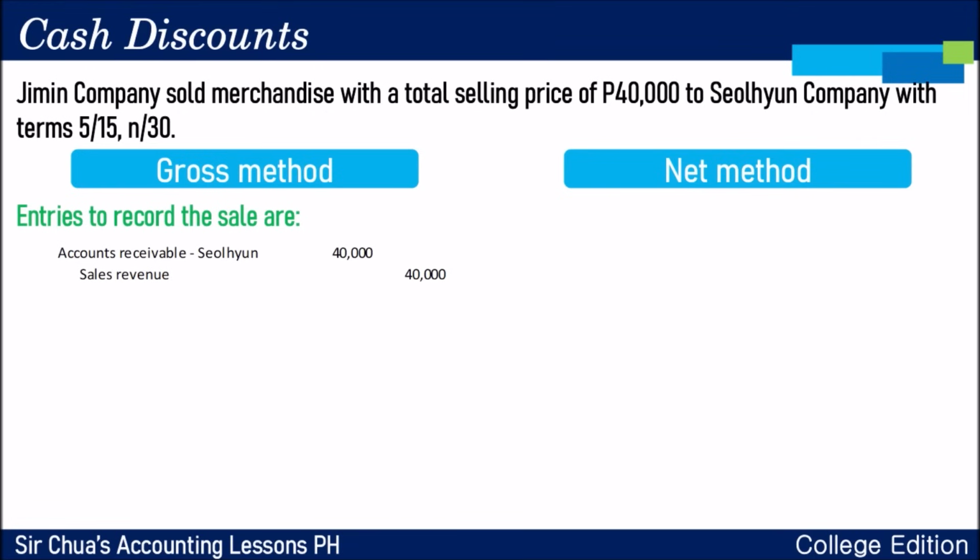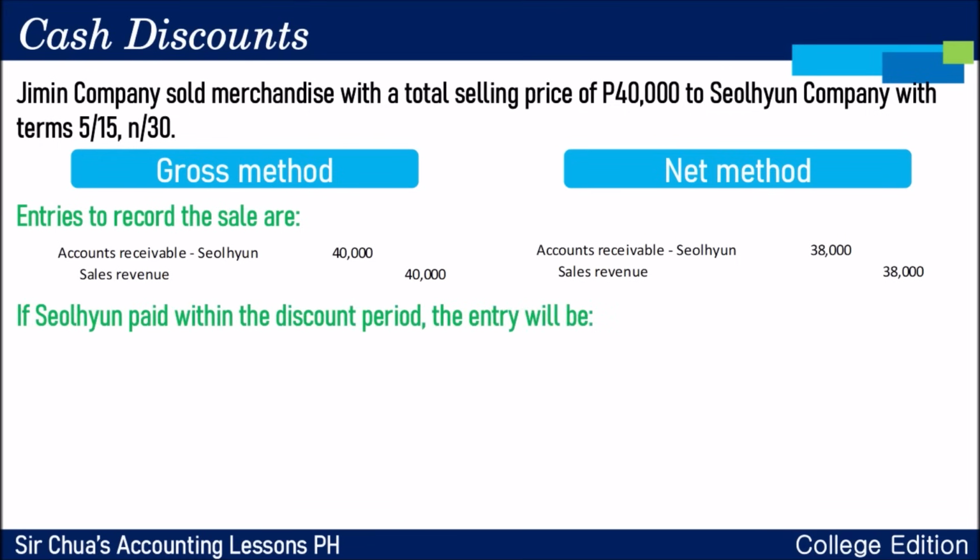However, net method assumes na talagang nabawas na natin yung discount. Okay? So, if you will be getting the 5% of 40,000, that's 2,000. So, ibabawas na natin yung 2,000. The entry to record it under the net method would be debit accounts receivable for 38,000 and credit sales revenue for 38,000. Okay? Ganon siya. Nakatanggal na po yung discount agad.